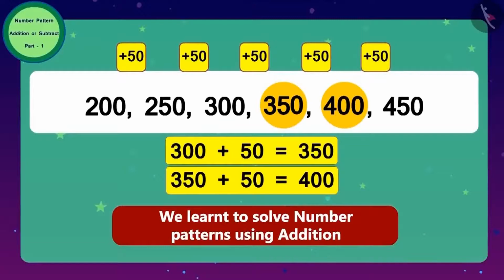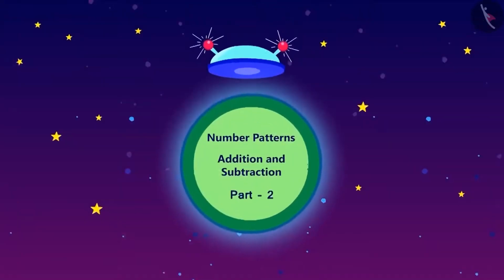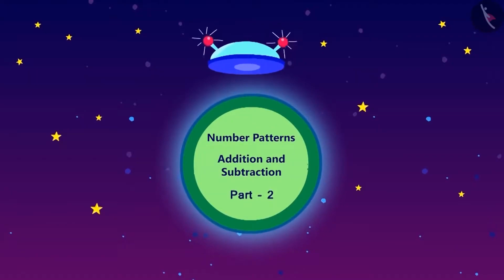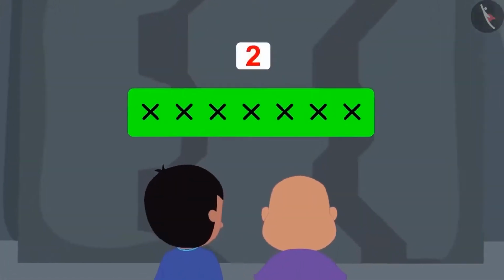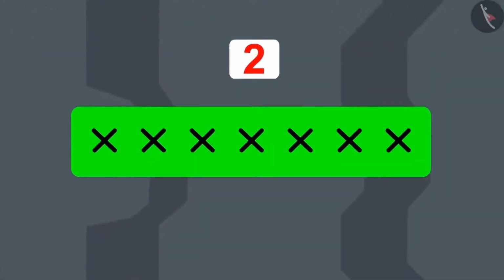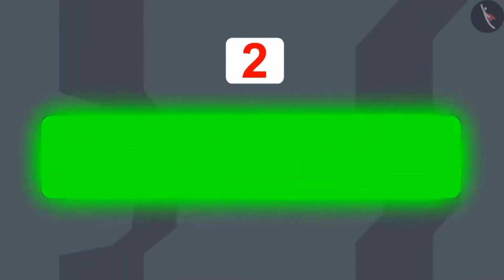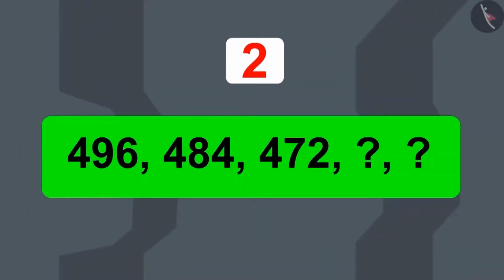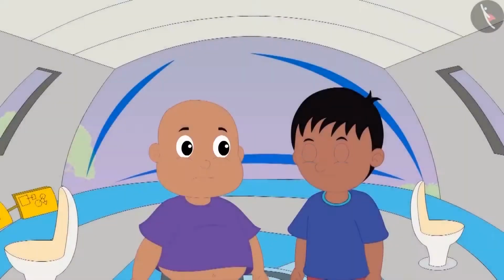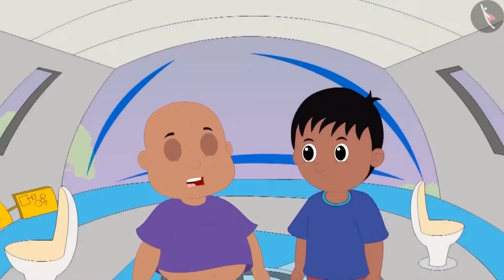In the last lesson, we learned to solve number patterns by using addition. In this video, we will see some more interesting number patterns. Come on, let's see what is Jeev's next code. Jeev's next code looks something like this. Bablu became upset seeing this code.